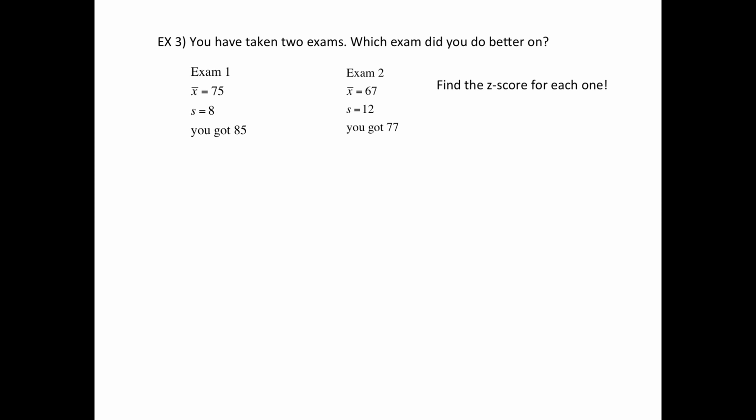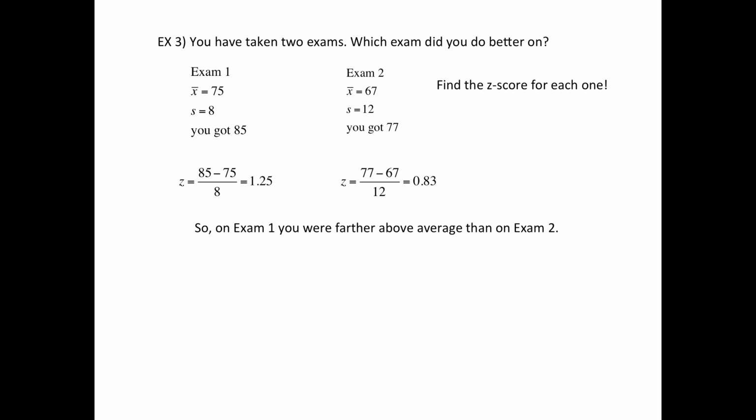So we're going to find the Z-score for each one of these. The first one, the Z turns out to be 1.25. So that is above average, but not considered unusually above average, but it is above average. Then for the second Z-score, you can see that's only a 0.83. So actually the first one, having a 1.25 Z-score, is better. That is more above average. Neither of them is over 2, so neither is considered unusual.